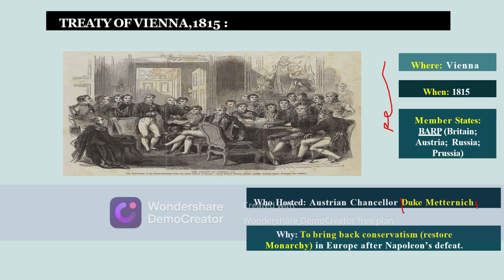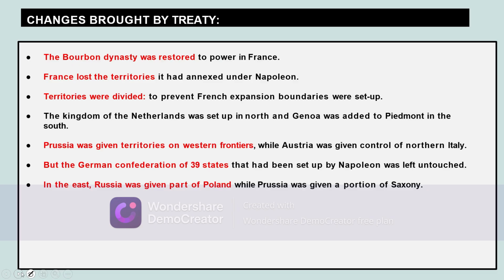What was the key aim of this treaty? They wanted to bring back conservatism or restore the monarchy regime in Europe after Napoleon's defeat. Changes brought by the treaty. What are the features of the Treaty of Vienna, or what were the proposals that were put forward in the Vienna Congress? All these are 5 mark questions, and these same points have to be written.